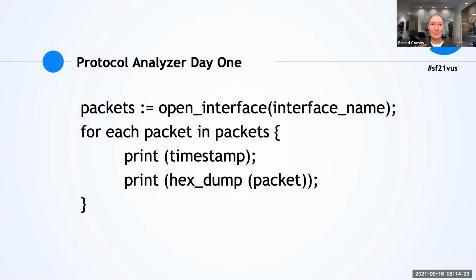And if you want to write an analyzer that prints out something like that, it's pretty straightforward. If you have a packet capture library, which libpcap is the big one that everybody uses and has used for a long time, you just open up an interface and then you loop over all the packets that come in. And if you want to be really fancy, you can print out a timestamp and then print out the hex dump like you see in the previous slide.